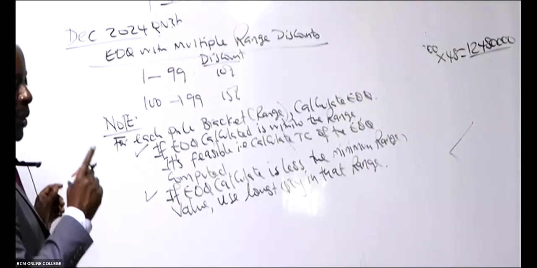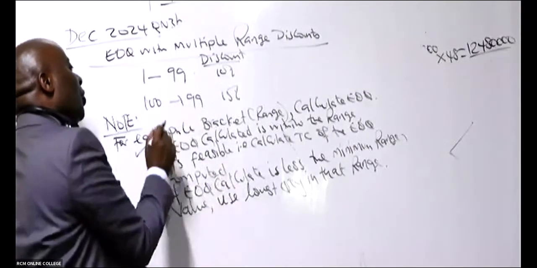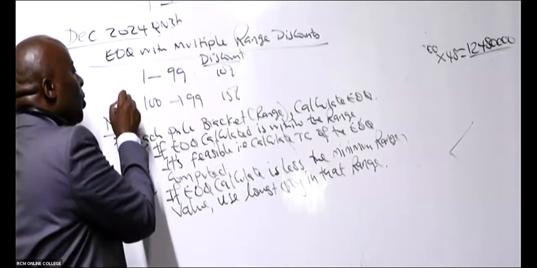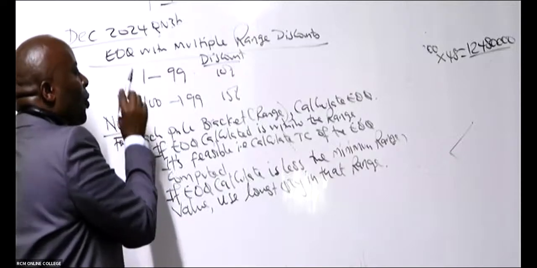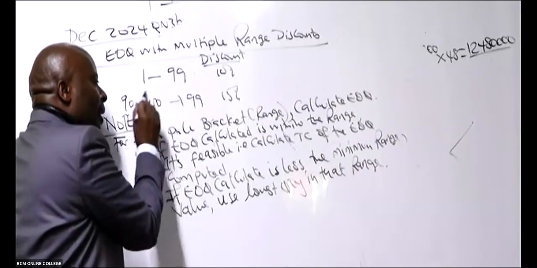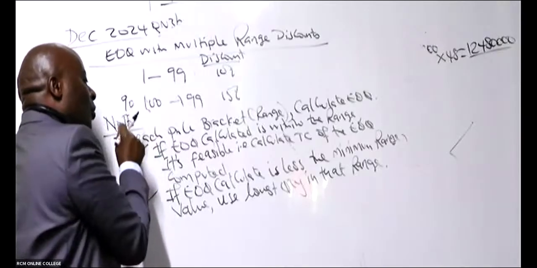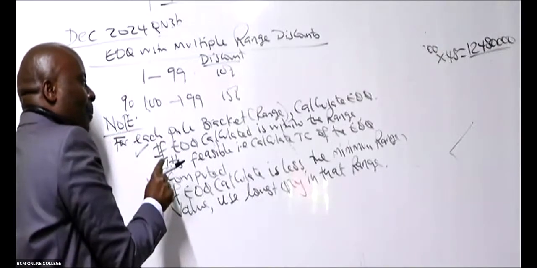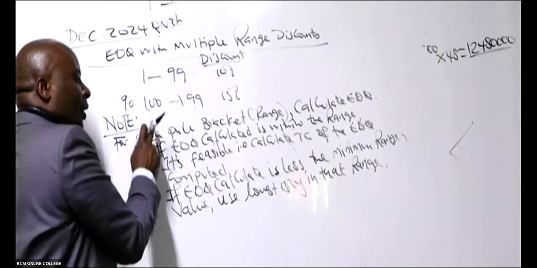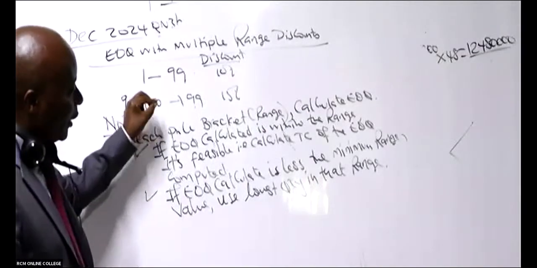So for example, please listen to me very well. If you come to this particular class, you calculate EOQ and get an EOQ of 90 for this class, then we shall compute the total cost of the minimum in this range. The minimum here is 100. So if the EOQ computed falls below the minimum value of this range, like 90 now is lower than this, then we shall use the lowest quantity on that very range.